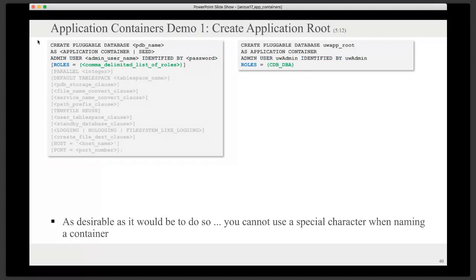The next piece is roles. What roles am I giving to my administrator? Now, I can create a role that is specific to my application. Often in an application, if you think in terms of E-Business Suite or Siebel or PeopleSoft or SAP, the application administrators are not the Oracle DBAs. They're not the SQL Server DBAs. They're people who are managing the application. What we're looking for here is somebody who's managing an application root.